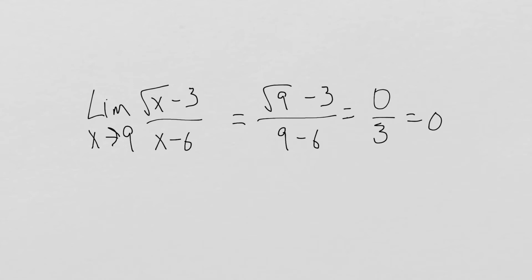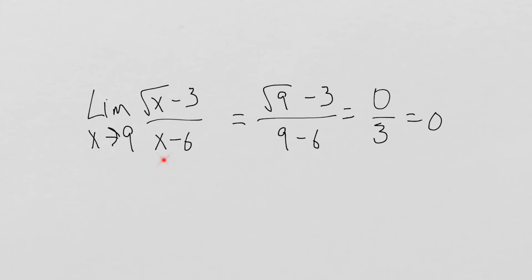This one, if I plug in 9, I get root 9, which is 3, and then take the 3 away, I get 0. But in the bottom, I don't get a 0. If I plug in 9 here, I get 9 minus 6, that's 3. So this is not hoppable. If you hopped it, you kind of fell into a trap that was set for you.